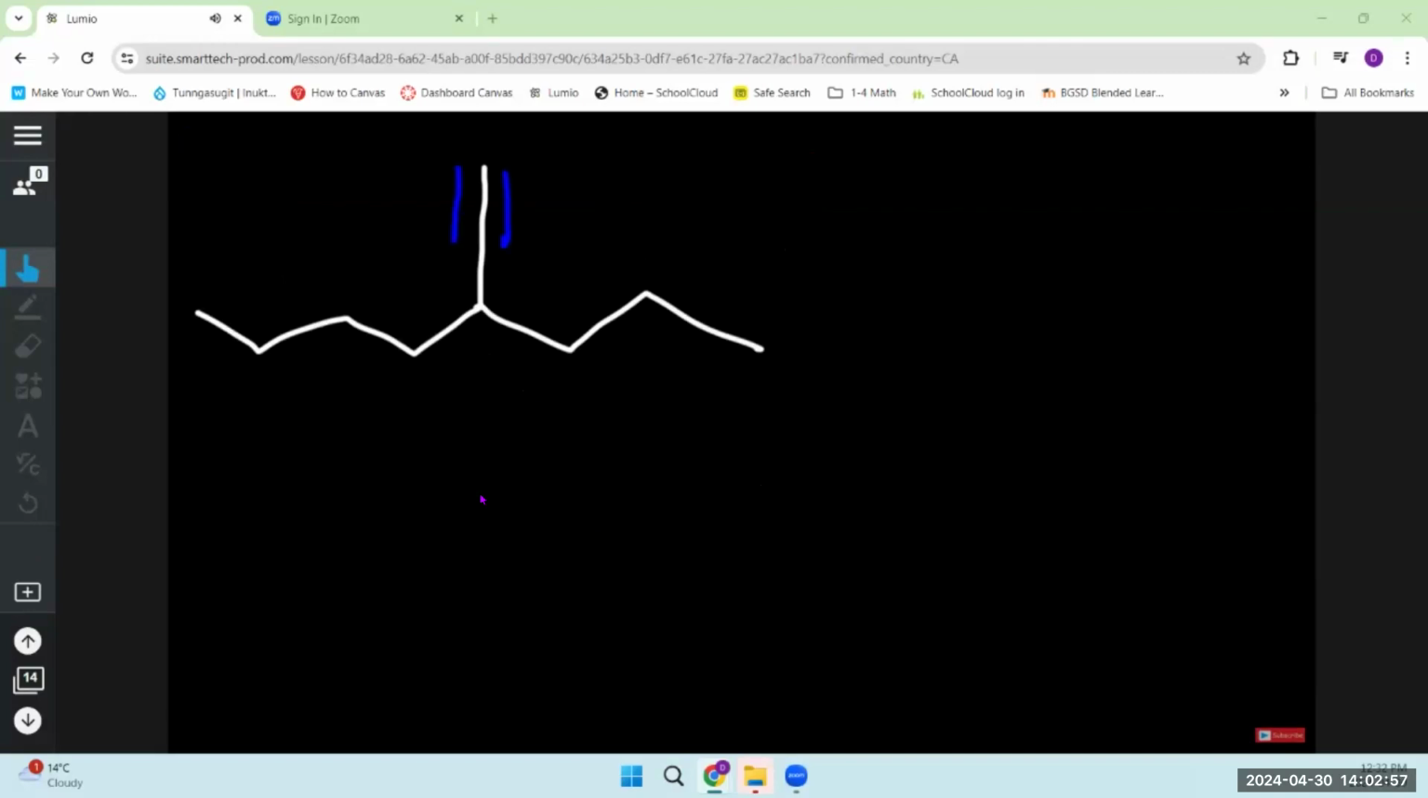Go ahead and name this particular molecule. So how should we count it? Should we count it like this? 1, 2, 3, 4, 5, 6, 7, 8? Or should we count it like this? 1, 2, 3, 4, 5, 6, 7.